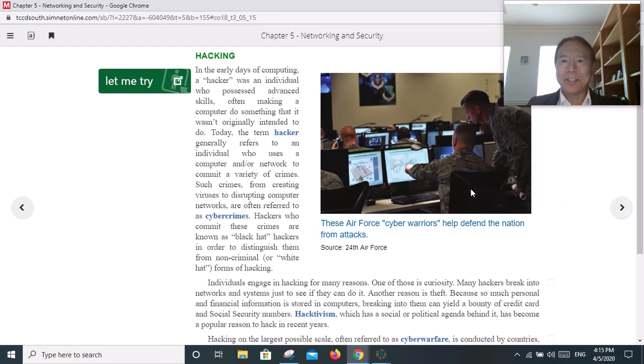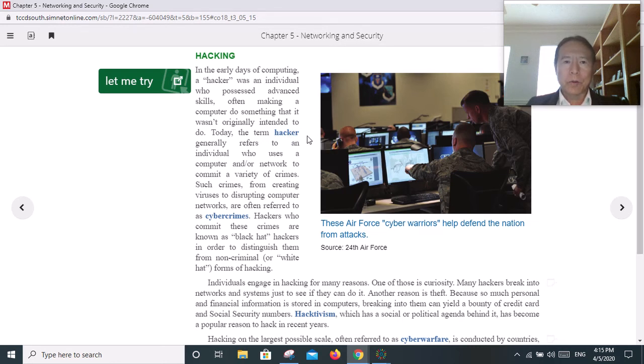Hacking here, you see this is the military setup. Air Force cyber warriors help defend the nation from attack. Military should have the best technology, computer technology as well, so they can stop hackers.